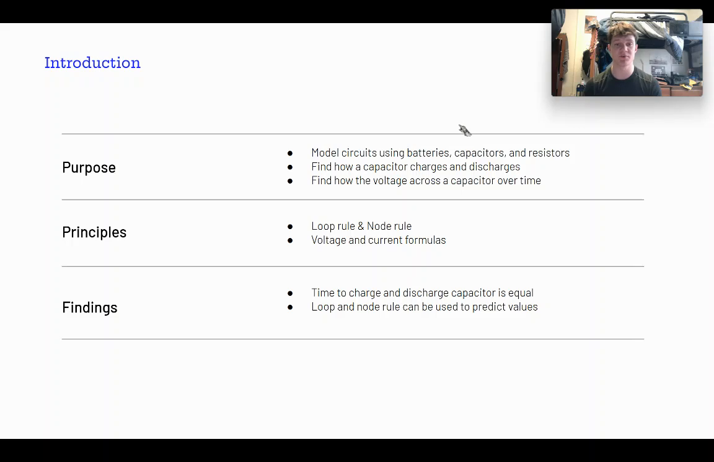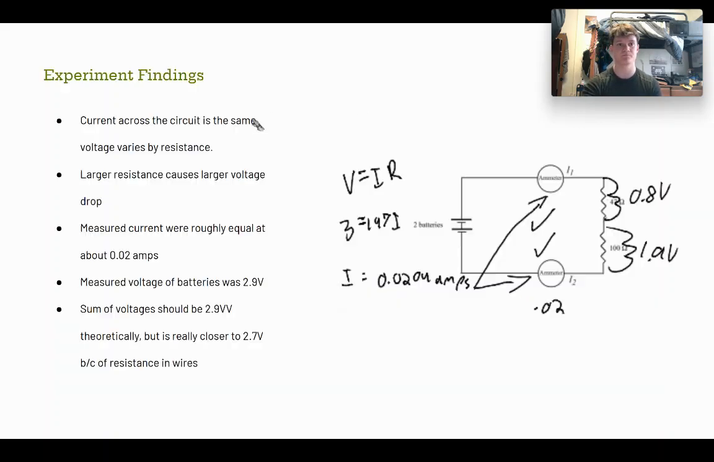So the principles of this lab were the loop and the node rule. The loop rule says that the voltage in a closed loop is zero. The node rule says that the current going in is equal to the current going out of a node. And we also use the voltage and current formulas, so that's Ohm's law. And then we also use the voltage formula across the capacitor over time, and that's a function of time. So we found that the time to discharge and charge a capacitor is equal, and the loop and the node rule can be used to predict values in a circuit like this.